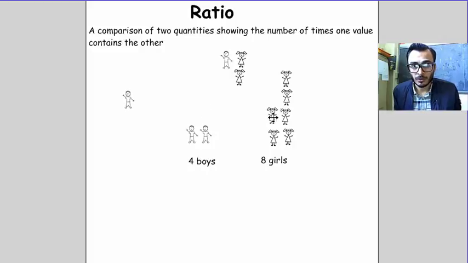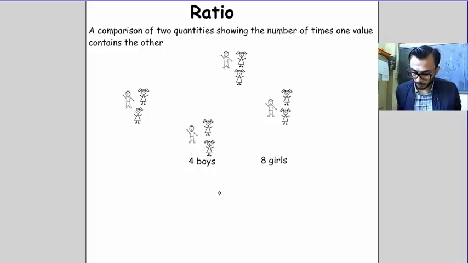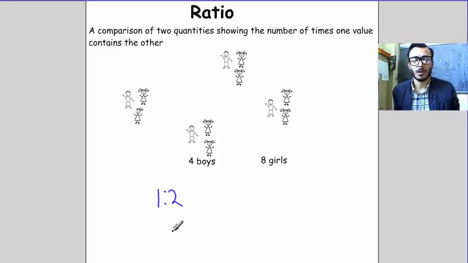And let me just go ahead and show you that. So for that boy, there are 2 girls. For this boy, there are 2 girls. For this boy, there are 2 girls. And for this boy, there are also 2 girls. So one way to compare the relationship we previously had was to say, for every 1 boy, we have 2 girls, and that's a 1-to-2 ratio.